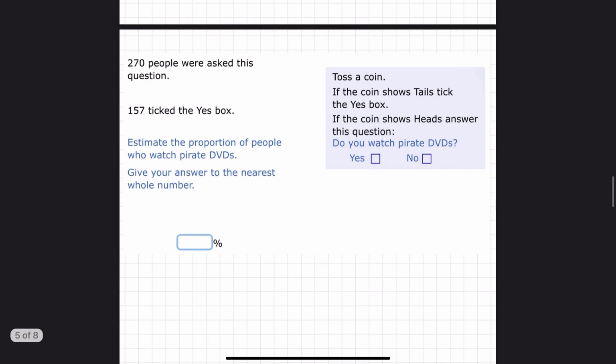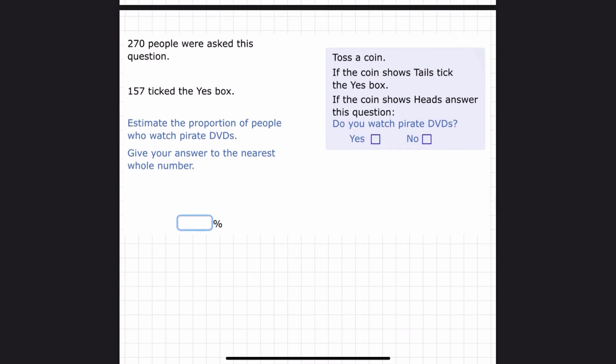Okay, another one. 270 people were asked this question. Toss a coin. If the coin shows tails, tick yes. Well, it's the same question, it's just different numbers. So 270 people asked the question. And obviously, if you toss a coin, you'd expect half of people to land on tails. So if I do 270 times a half, we get 135.